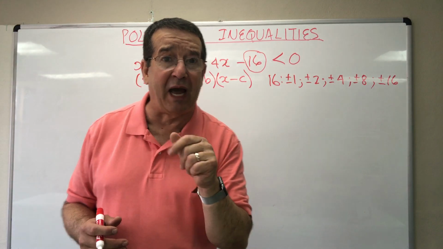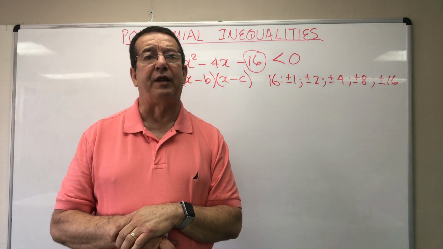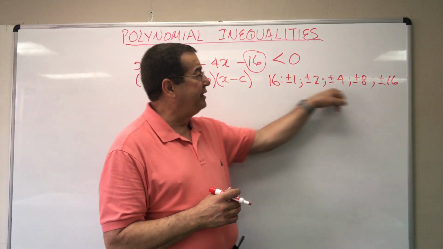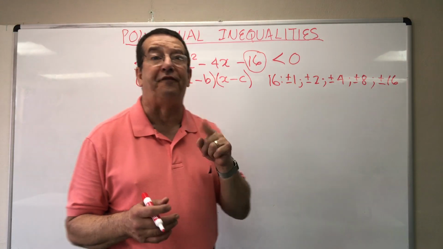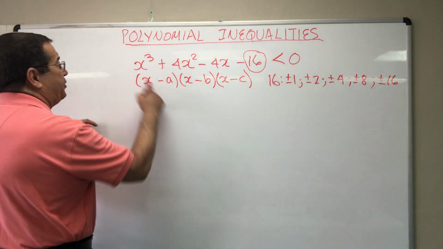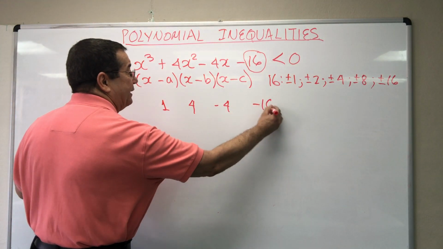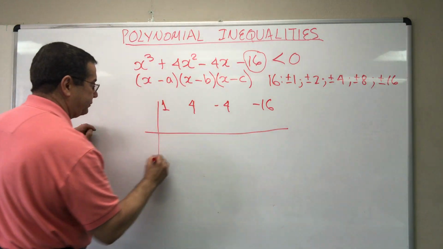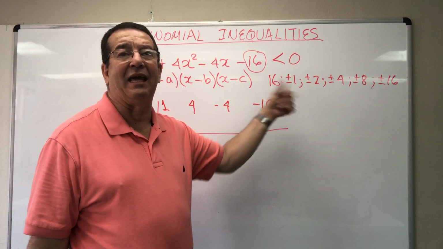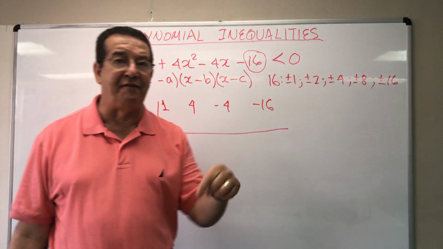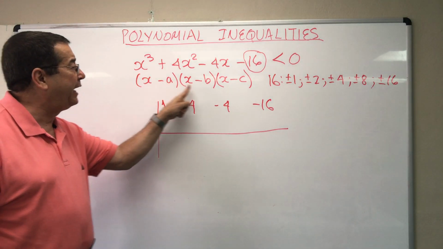And using synthetic division, I don't know how many weeks you studied this, but today I'm going to do a review. Using synthetic division and these factors, you can do the factorization of the polynomial. Number one, I'm going to write the coefficients of the polynomial: 1, 4, negative 4, and negative 16. Okay, and now I'm going to use the factors until one of them is a zero of the polynomial. When I find that one of them is a zero of the polynomial, I find a, and you continue to do it until you find a, b, and c.